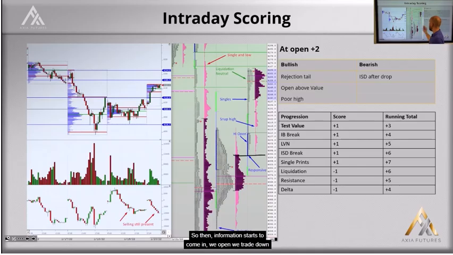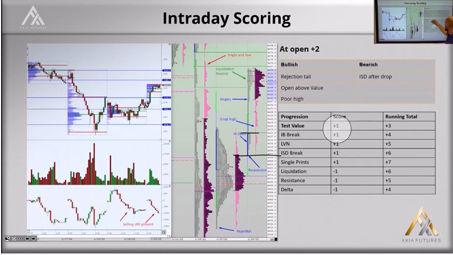We open, we trade down to the top of value, we test value and bounce. Brilliant, there's a +1. Oops, there's your +1. We break the initial balance, another +1. In breaking the initial balance, you get the low volume node through the poor high, another +1. So your score is now going up. This is the point where you look at this and say, yeah, now I can get in. We're now up to a +5, which is saying to you, get involved.